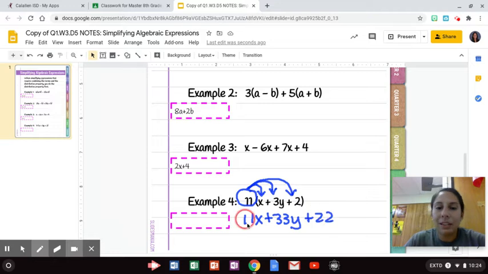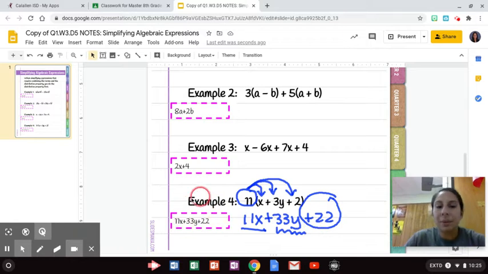Now looking at this problem, I have to figure out 11x. Are there any other x's in the problem? No, so I have to leave 11x by itself. Then I have 33y. There isn't another y, so I can't put these two together. So lastly, I have plus 22. There's no other number by itself. So this whole thing right here is my answer.